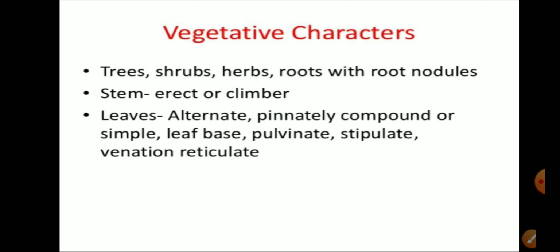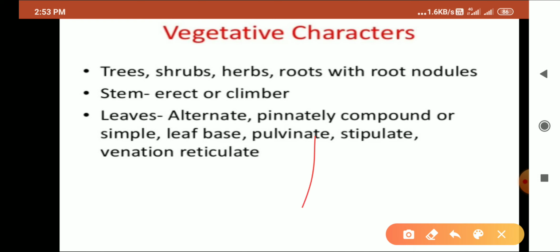Vegetative characters of this family Fabaceae are trees, herbs and shrubs, roots with root nodules. It includes trees, it includes herbs and shrubs. And the stem is erect or a climber. That means the stem may be erect and it may be in the form of a climber. And the leaves are alternate, pinnately compound or simple, the leaf base pulvinate, stipulate, venation is reticulate.